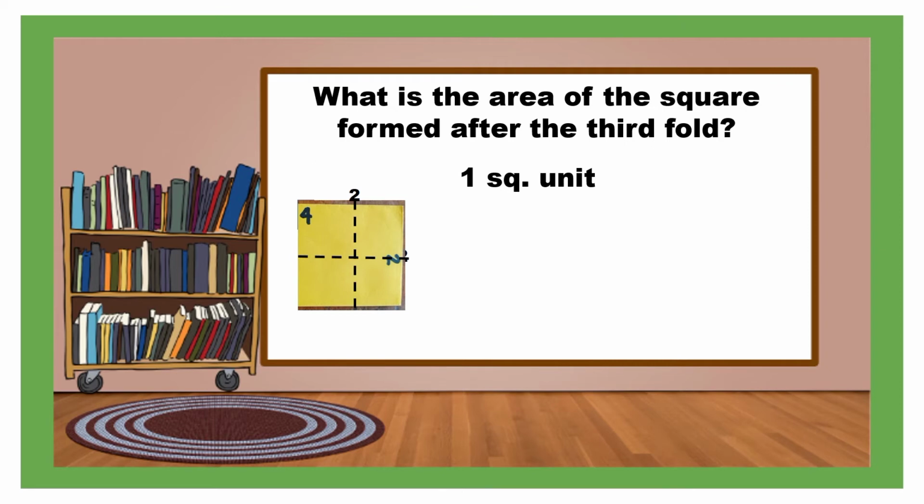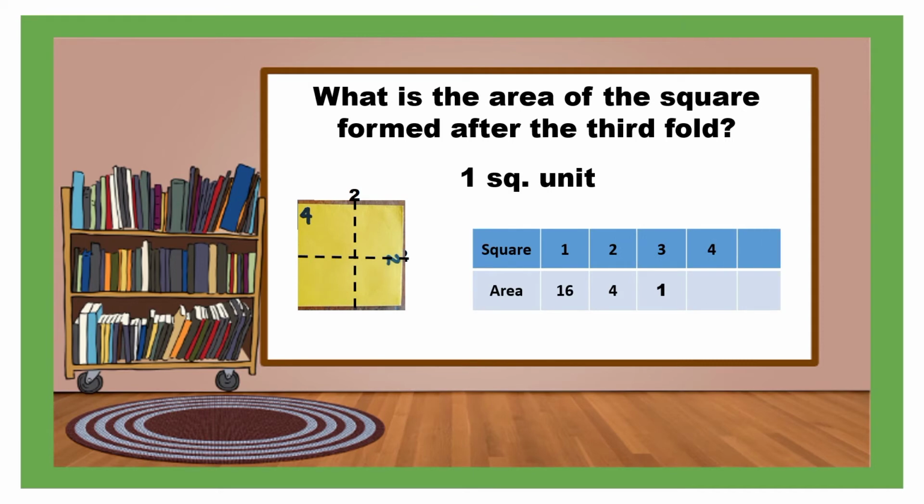The answer is 1 square unit. Since the 2 by 2 paper will be folded to the center, then the dimension of the sides would be half. So the resulting square paper has an area of 1 square unit.